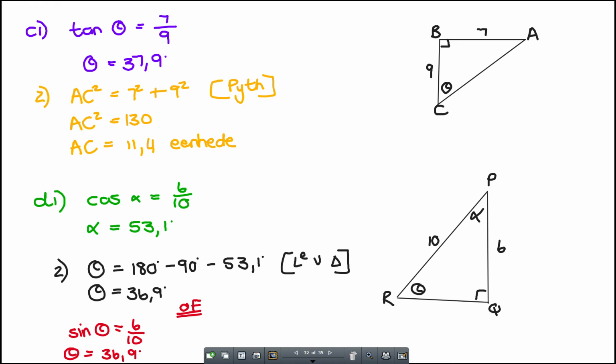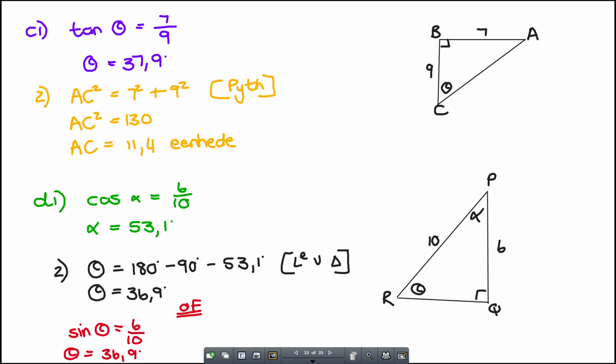C1, I used tan theta would be 7/9. And then, because I want that angle, you must say shift tan 7/9, right? And that gave me 37.9. Remember, also round off to 1 decimal.